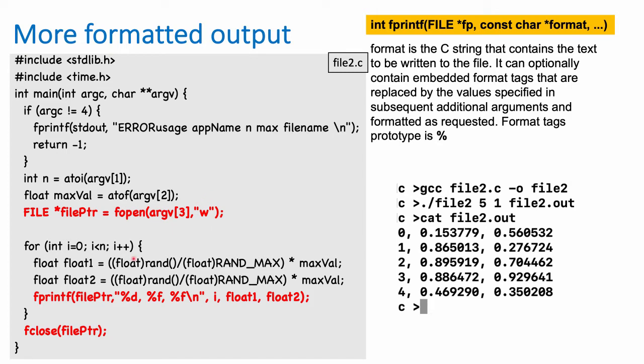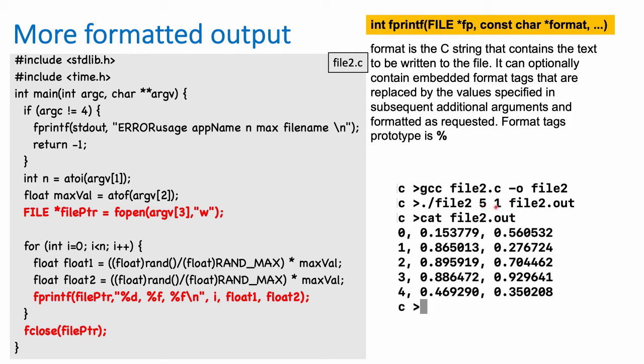I'm going to create a number of random variables, and in each line of the output, I'm going to put in an integer, followed by a comma, a space, a floating point value, another comma and a space, and then a floating point value, and then I'm going to terminate the line. The arguments I'm going to pass in are i, the loop variable, float1 and float2, the two random variables I've created here. And then when I'm done, I'm going to close the file. When I run this, with GCC, I compile the file, then I run it, specifying I want five rows.